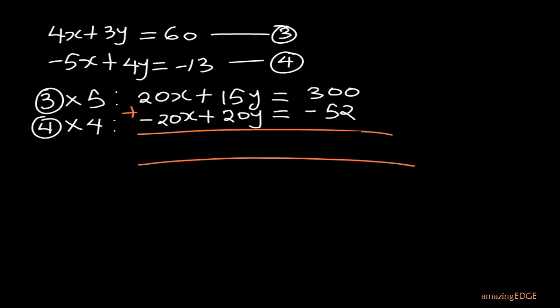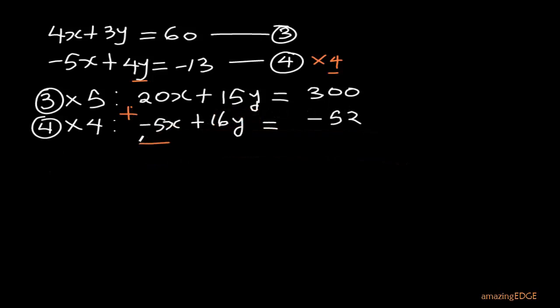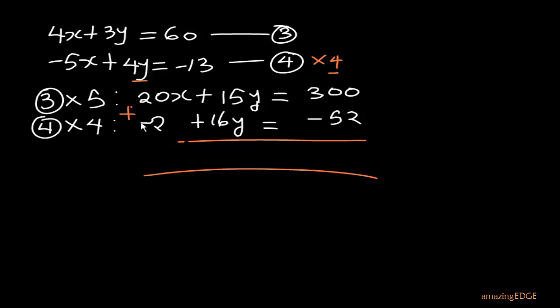So let's see. Here, remember, we are multiplying the second equation by 4. So 4 times minus 5x gives us minus 20x, which is correct. Then this 4 times 4y will give us 16y, not 20y. Okay, so we have to correct that. Since we have corrected that, this is now what we have. So here is 20x, minus 20x here.